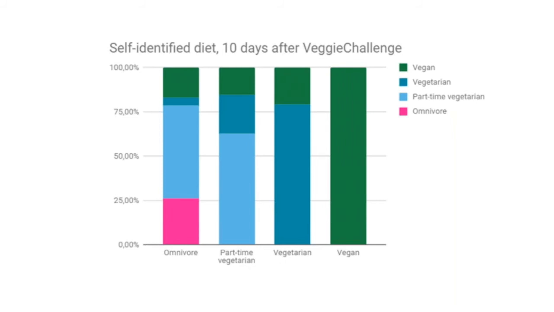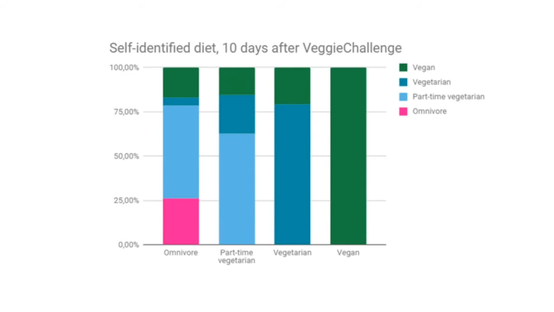Then if we go on to ask about their current diets after they ended the challenge, we see that there's in general a movement of people towards new diet groups. So only about 25% of people who self-identified as omnivores before starting the challenge still identified as omnivores after ending the challenge. The largest group of omnivores identified as part-time vegetarians afterwards, and some even went vegan straight away, I'd say about 20%. For the vegetarians, also some went vegan, actually slightly less.